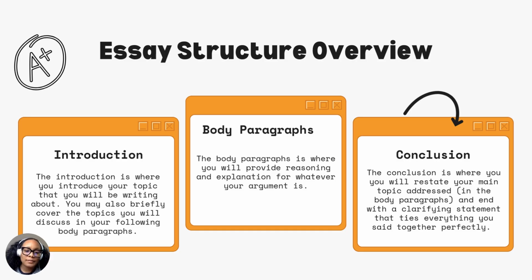In your body paragraphs, this is where you're going to go into more depth. This is where you're going to use those transitional words to really connect and make sure that your ideas flow seamlessly together. The body paragraphs is where you're going to provide reasoning and explanation for whatever your argument is. And the conclusion is where you're going to kind of just wrap it up, tie it up nicely with a bow. You're going to restate your main topic addressed in the body paragraphs, and really great conclusion paragraphs always have a clarifying statement that ties everything together nice and perfectly.